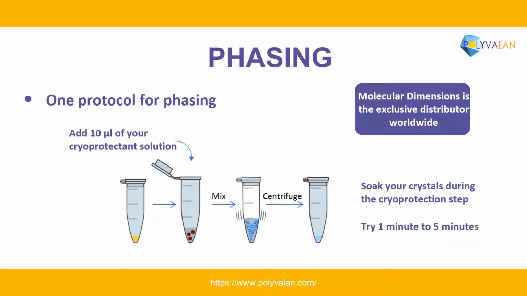Our protocol for phasing is as simple as the crystallization protocol. We have checked that Crystallophore is compatible with most of the cryoprotectants conventionally used. So, our protocol to prepare derivative crystals with Crystallophore consists in adding 10 microliters of your cryoprotectant solution into the tube as provided by Molecular Dimensions, and in soaking crystals during the cryoprotection step for only a few minutes.